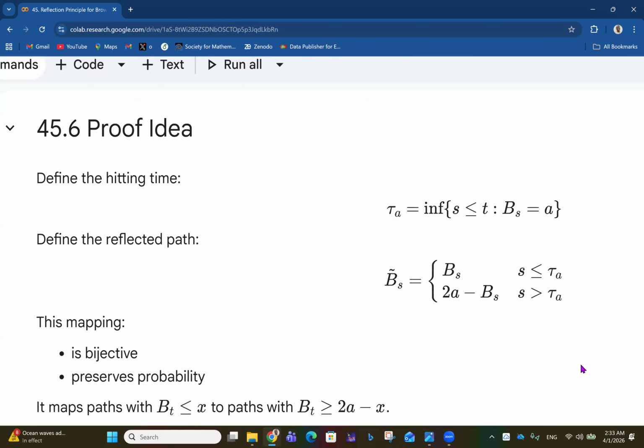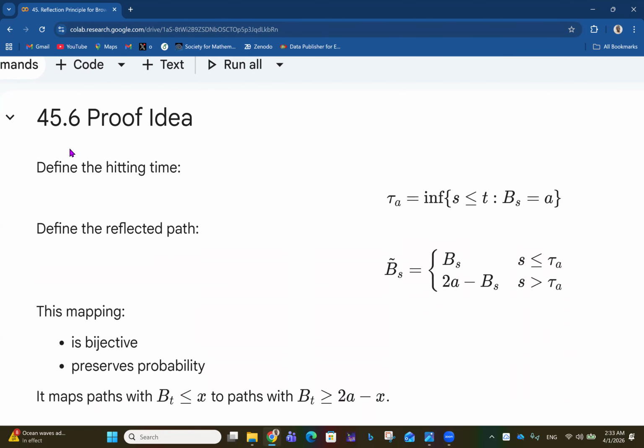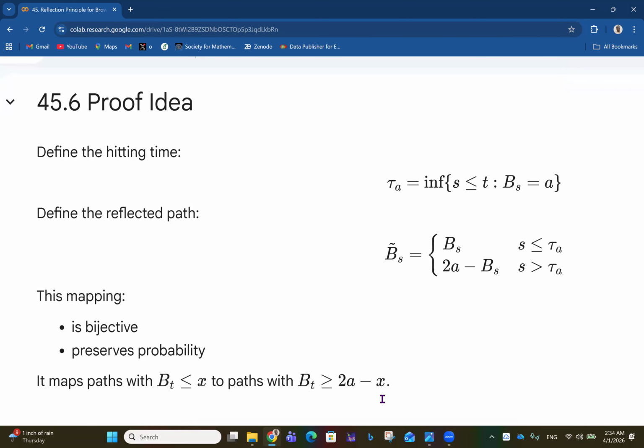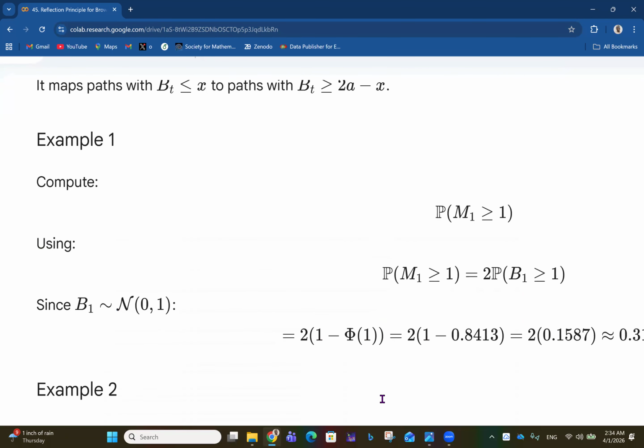And the proof idea, just to give a hint of how to go about the proof: we first define the hitting time tau_a to be the infimum of s less than or equal to t such that B_s is equal to a. Then we define the reflected path B_s tilde equals B_s for s less than or equal to tau_a, and 2a minus B_s for s greater than tau_a. Now this mapping is bijective and it preserves probability. It maps paths with B_t less than or equal to x to paths with B_t greater than or equal to 2a minus x. So that's the idea if you want to prove all of that. We can have example 1 now.